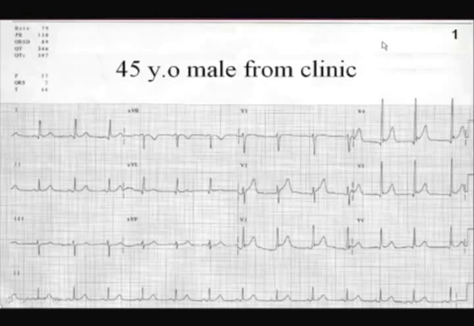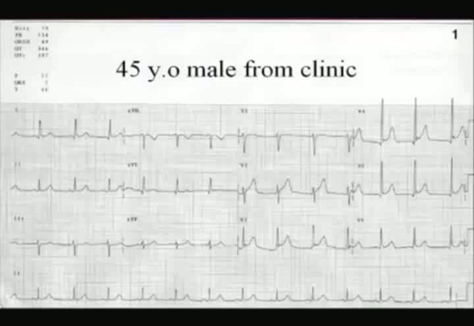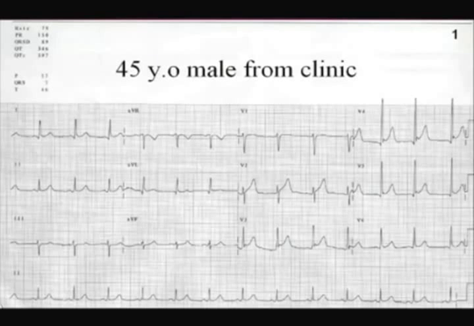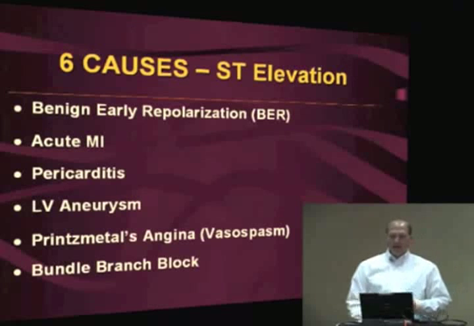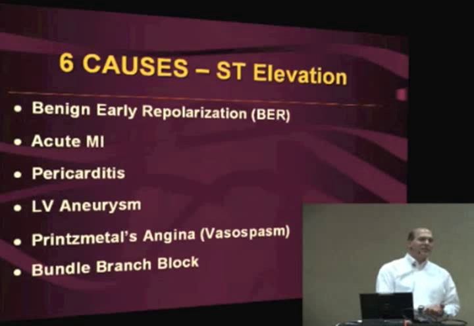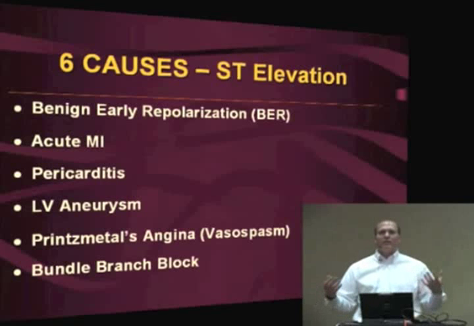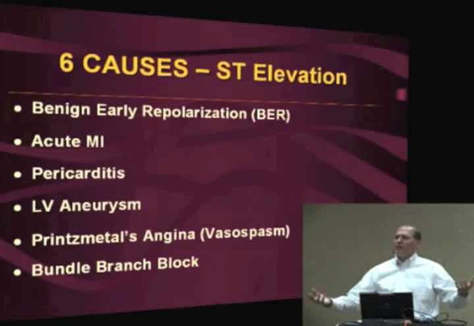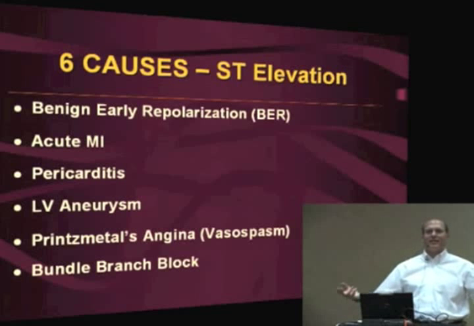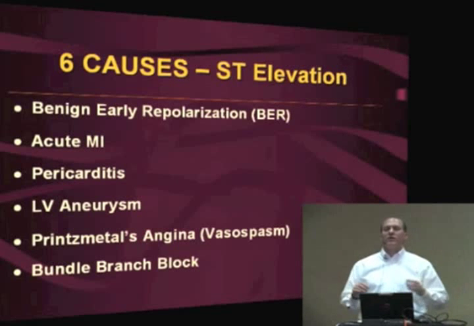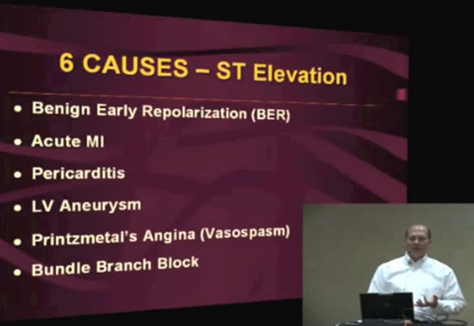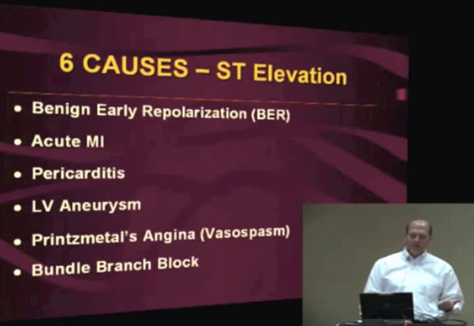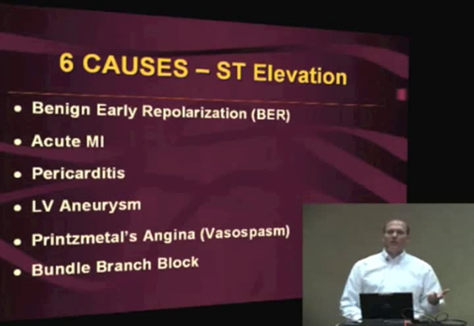But when I looked at this, I said, as this doctor said, I thought that this is probably benign early repol. So we're going to go over why this is benign early repol, but I ended up actually discharging this patient. All right, so the 6 causes of ST elevation. The main differential that we are making as acute care providers is this benign early repol or acute MI? 95% of the time, that's the decision. So that's really where we want to focus our energies. About 5% of the time, it could be pericarditis, LV aneurysm, Prinzmetal's angina, or bundle branch block.